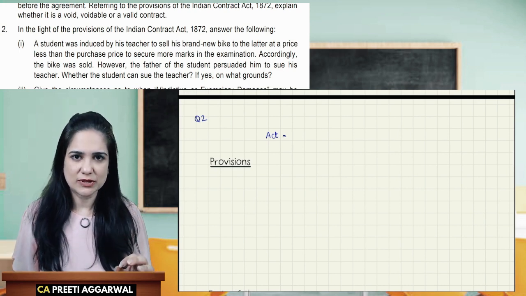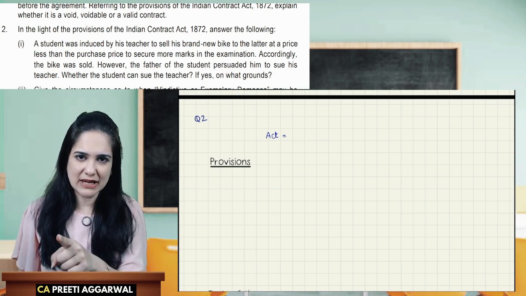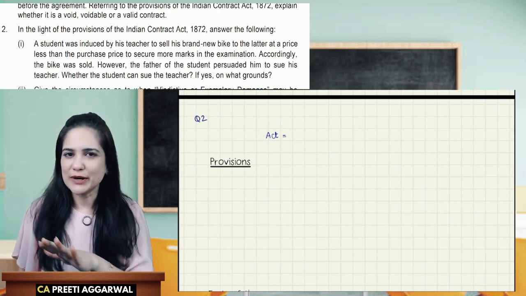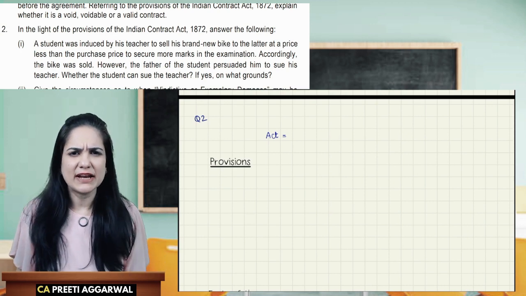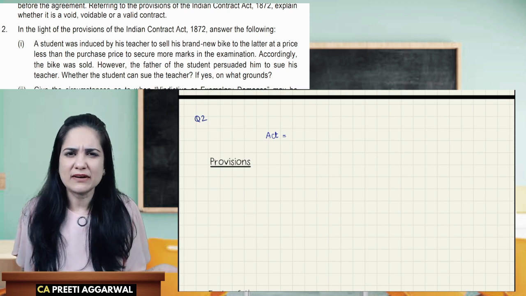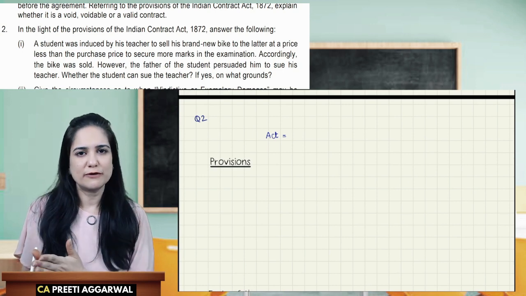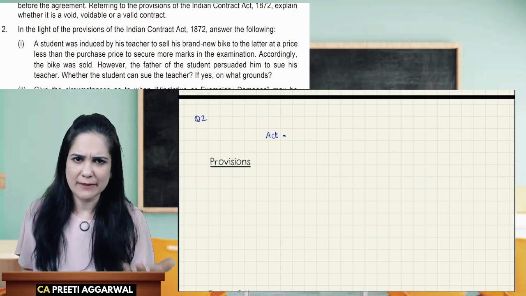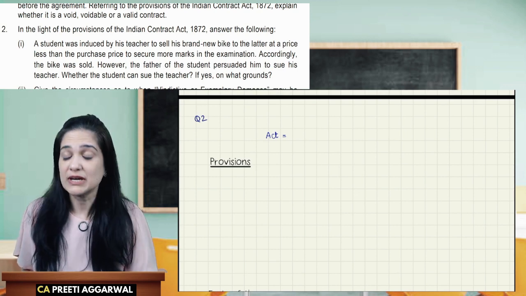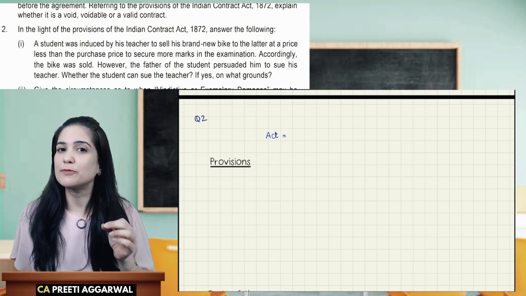Now pay attention, students. In the model answer, the ICAI has not explained undue influence, but to create length and because it is relevant, it will be better if you explain what is undue influence along with the section number. So you will write down the definition of undue influence. I'm not discussing it because I think you're already aware of that. Now let us discuss what you're supposed to write in the provisions part.